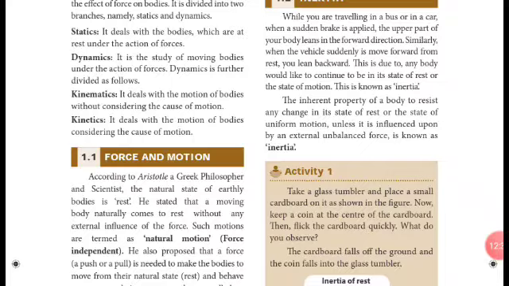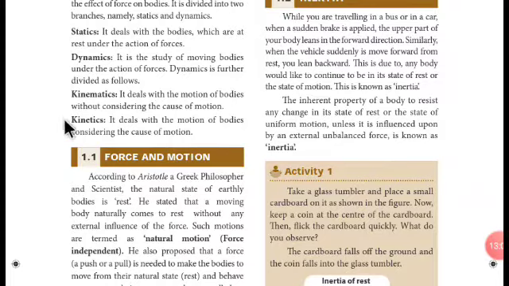When an object is static, or at rest, and we deal with the forces acting on that object, this is called statics. And what is dynamics? When the same object is moving, and we are studying the forces acting on the moving body, that is called dynamics. These two are just the opposite of each other.